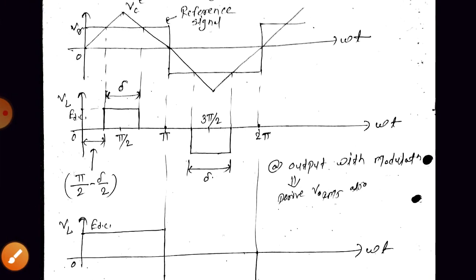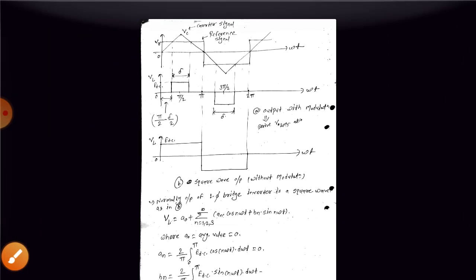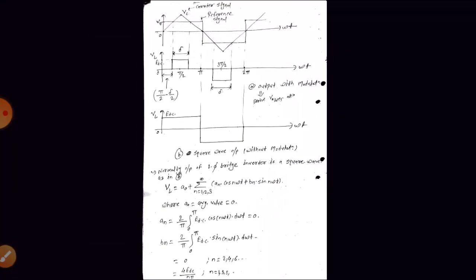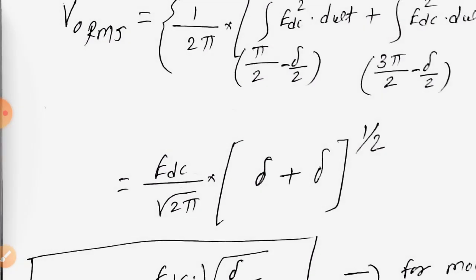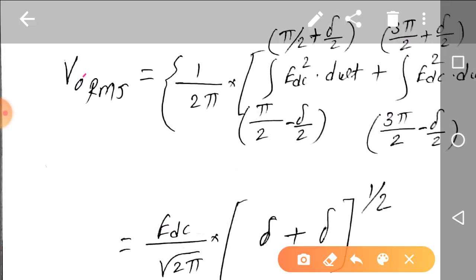So from this, next, V0 RMS for the modulated waveform, or VL RMS also we can say. Either you can say V0 RMS or VL RMS, right?